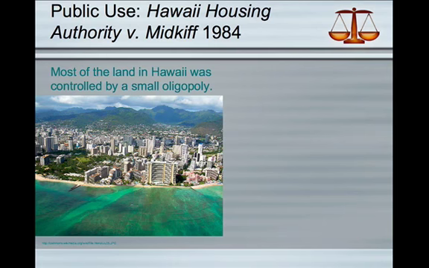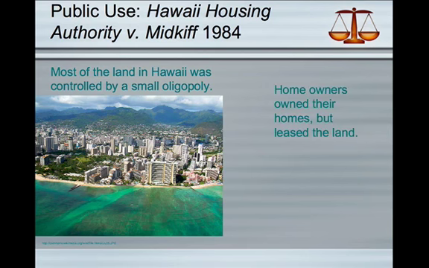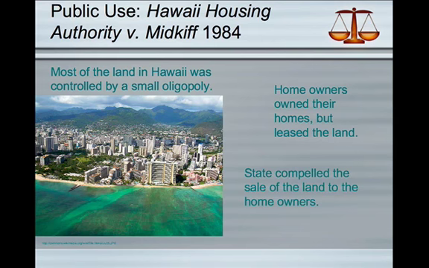So now this is another big one: Hawaii Housing Authority versus Midkiff, 1984. At that time, most of the land in Hawaii was controlled by a small oligopoly. Homeowners owned their homes, but they actually leased the land that the home was built on. And the state compelled the sale of the land to the homeowners.